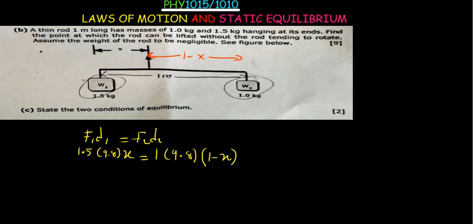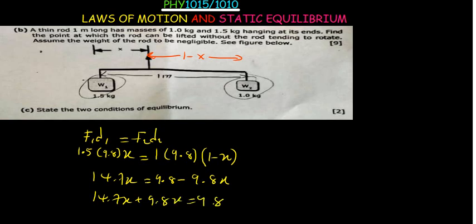So let's multiply 1.5 multiplied by 9.8. That is going to give us 14.7x, and then 9.8 multiplied by 1 is going to be 9.8 itself, and then 9.8 multiplied by x, that would be 9.8x. I'll take everything that has got x to the other side, so that would be 14.7x plus 9.8x is equal to 9.8. 14.7 plus 9.8 will give us 24.5x, and that is equal to 9.8.